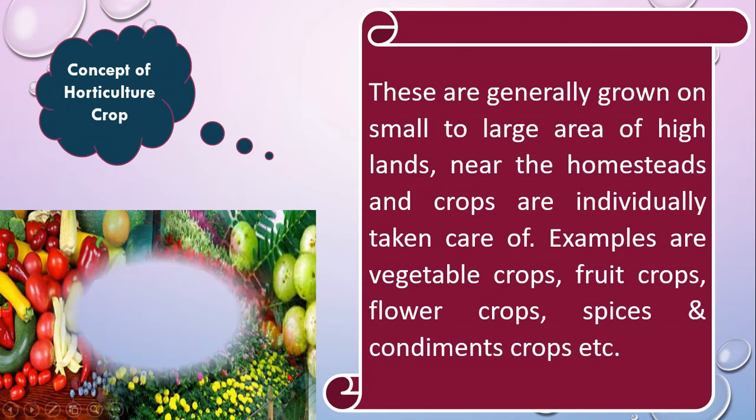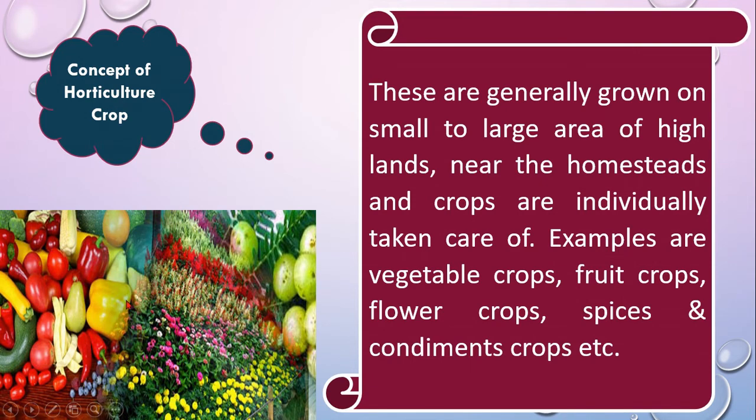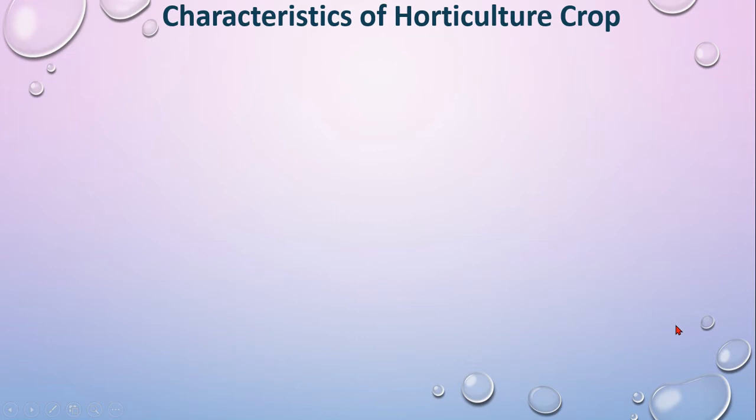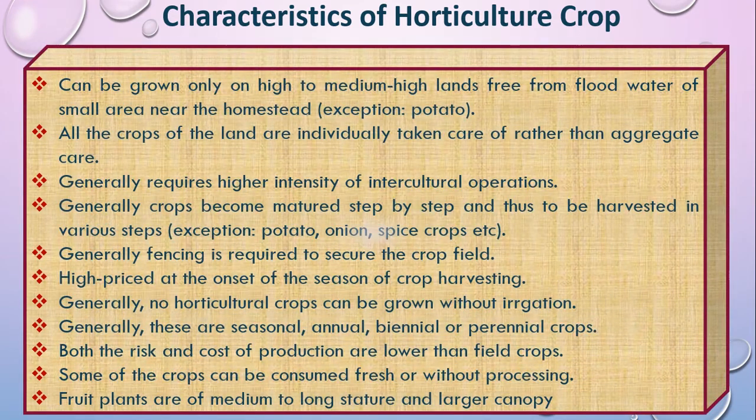So this is the example of the horticulture crop product. Like I said, vegetable, this is the vegetable like tomato, broccoli, etc., and fruit crops, this is the fruit. Then flower, this is the flower, and spices, you see, this is the capsicum, chilies, etc. So this is the product of horticulture crop. Characteristics, I told you the characteristics are opposite of field crop. That means field crop and horticulture are totally opposite.